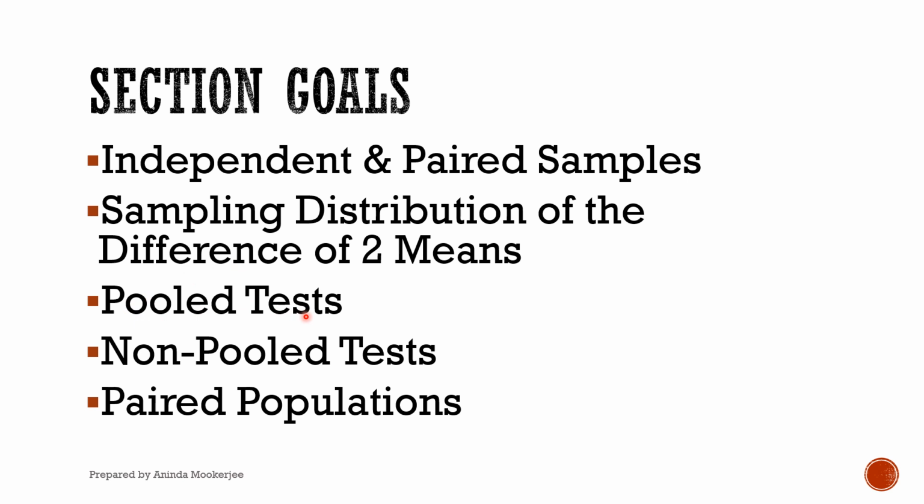One is called the pool test. In the pool tests, we combine our standard deviation, and we can use that procedure only if the standard deviations of the two populations or the two samples are close enough, almost equal. And the non-pool procedure is used when there's a wide difference between the two standard deviations. We'll go through that.